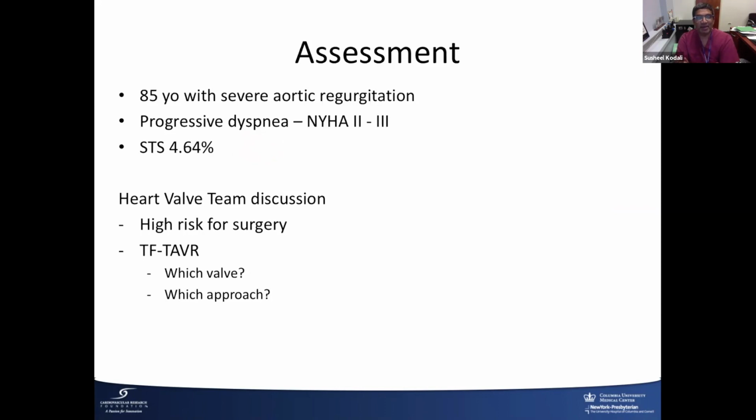So maybe I should stop here. 85, severe AR, symptomatic. Her STS is only 4.6, but she was felt to be very high risk for surgery and frail. So, boy, this is a tough one.